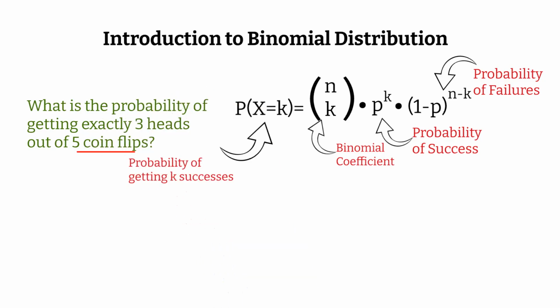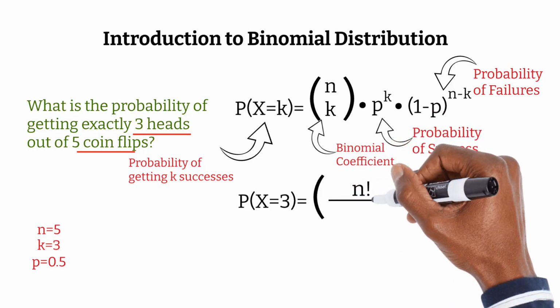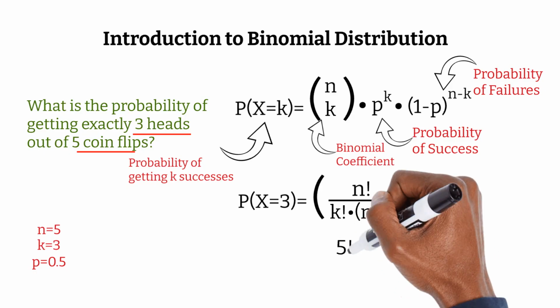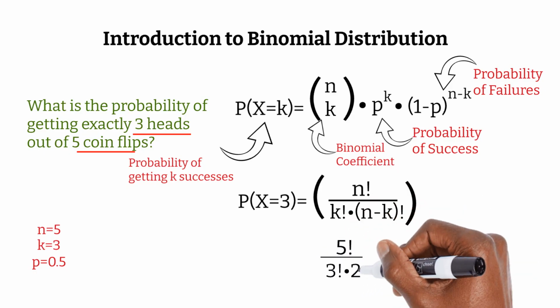Since we flip the coin 5 times, n equals 5. Since we want to get 3 heads, k equals 3. And since the probability of getting heads on a single coin flip is 0.5, that's the value of p. Now we're ready to use the formula to calculate the probability of getting exactly 3 heads in 5 flips. The first part of the formula involves finding the binomial coefficient. To calculate n choose k, we find n factorial and divide it by k factorial times n minus k factorial. So we have 5 factorial divided by 3 factorial times 2 factorial.